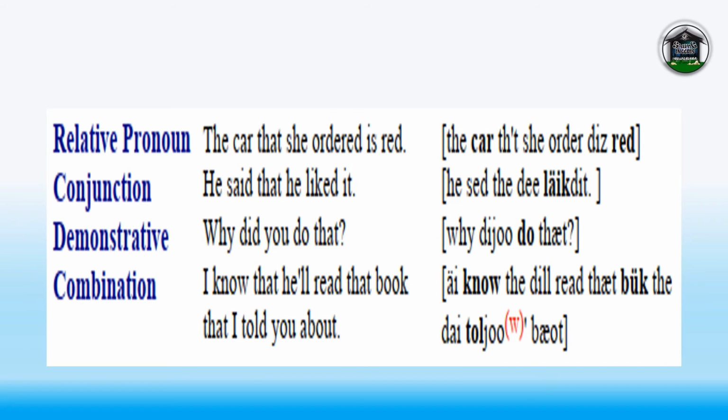Relative pronoun. The car that she ordered is red. Conjunction. He said that he liked it. Demonstrative. Why did you do that? Combination. I know that he'll read that book that I told you about.